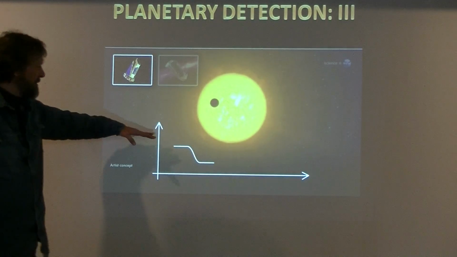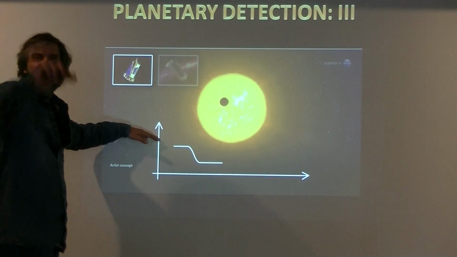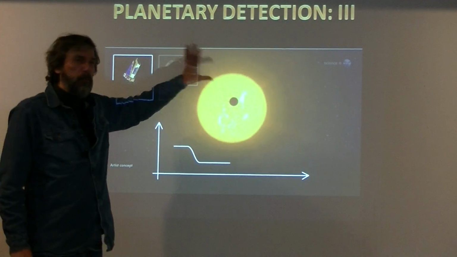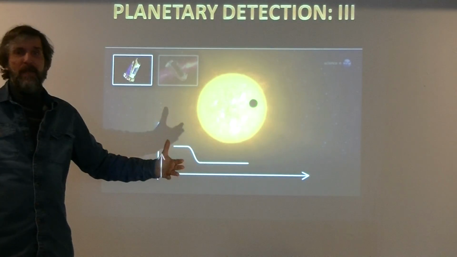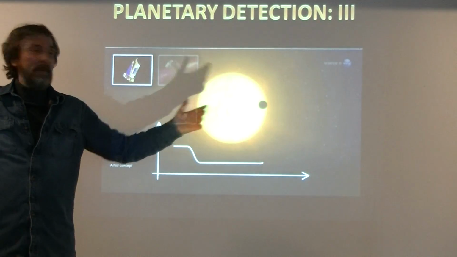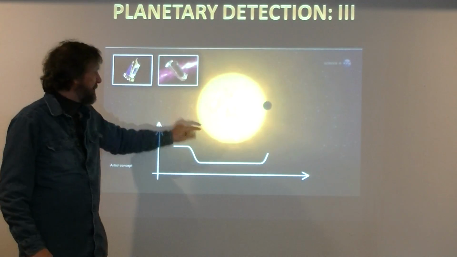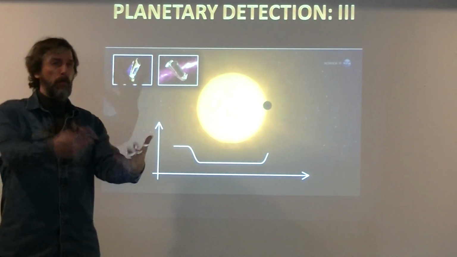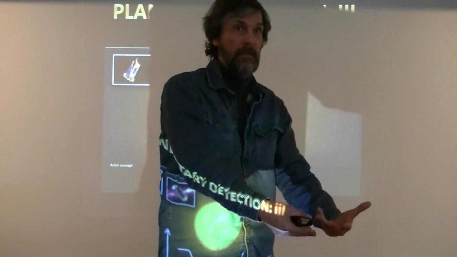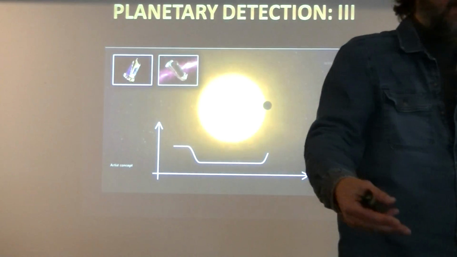What you're measuring here is the brightness. You're sitting out there and you measure this system, how bright it appears to you. If nothing changes, nothing happens, fine. But now because this planet's passed in front of the star, it's blocking off some area of the star behind it. So the total brightness you count goes down. It's an eclipse.